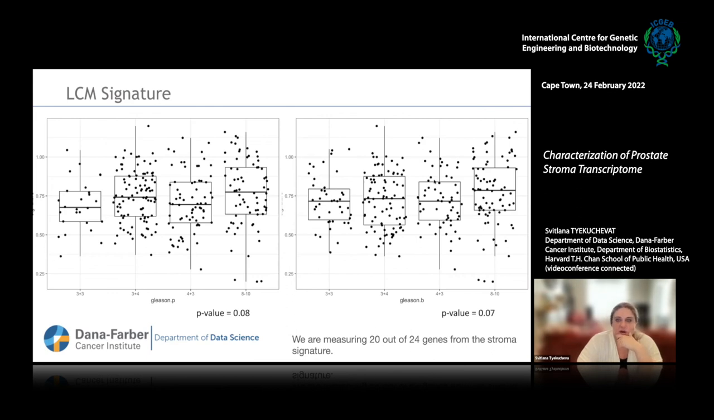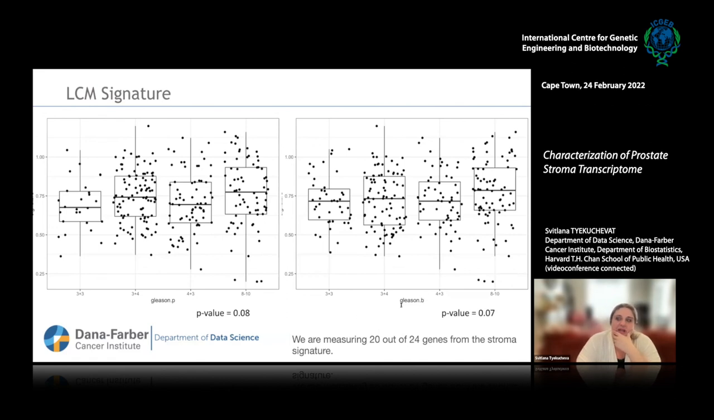And this is the single sample gene set enrichment score in 3+3 cases, 3+4, 4+3, and 8+10. And these are against the Gleason grade of the patient, of the whole specimen. We have a modest difference, marginally significant, between 3+3 and 8+10. We have a kind of disappointing pattern between Gleason sevens. We also have some non-conforming points, but overall the median is larger and there are higher values for the score for 8+10, as we observed in the other data sets.